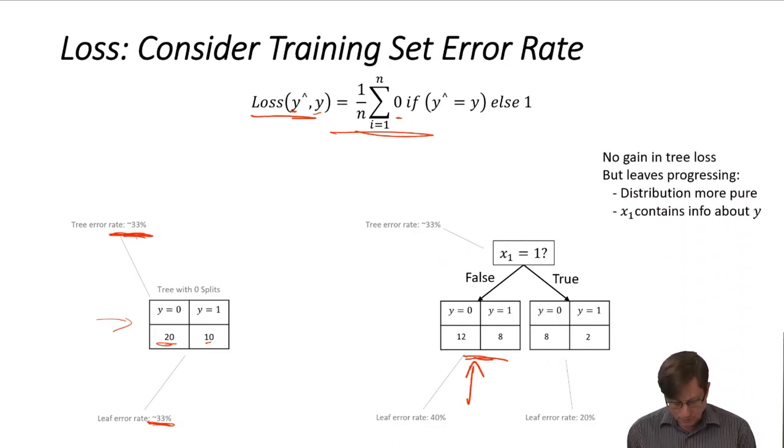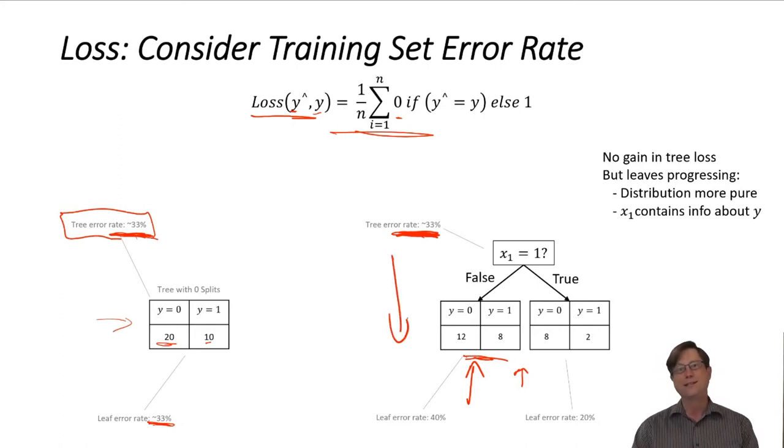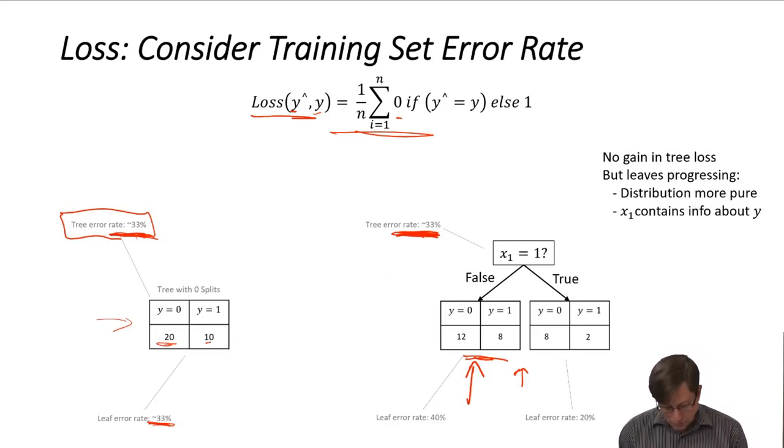Well, there's really no gain. The overall tree error rate is 33%, and the leaf overall error rate is 33%. And you could, in some sense, say that, hey, these are the same darn things. I wouldn't prefer adding this split because it doesn't make the tree better, but it also adds complexity. And so complexity for complexity's sake is not good. But that's not really what's going on, because the distributions at the leaves have made progress.